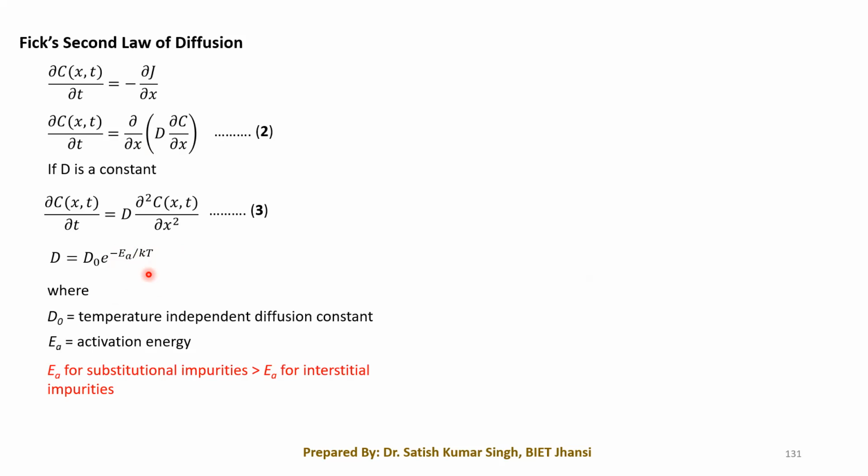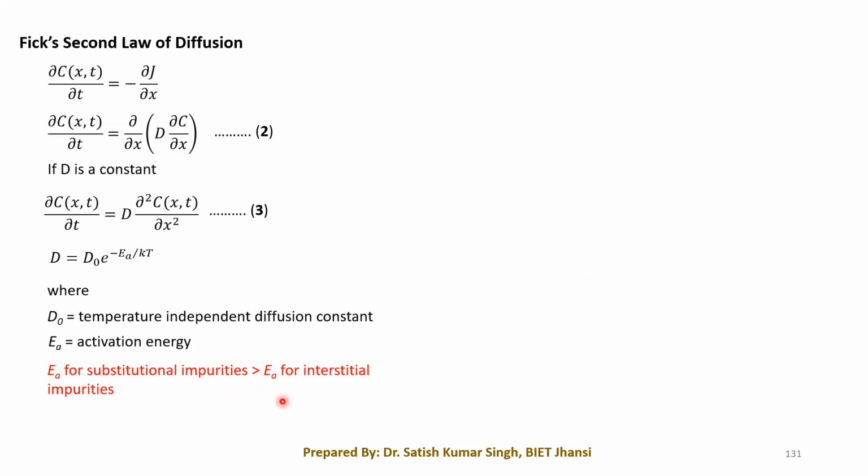For the case of substitutional impurities, you can recall that while moving a particular impurity atom, we need to break certain bonds and then form certain bonds again. So it generally requires more energy. Its activation energy is larger as compared to the interstitial impurities.